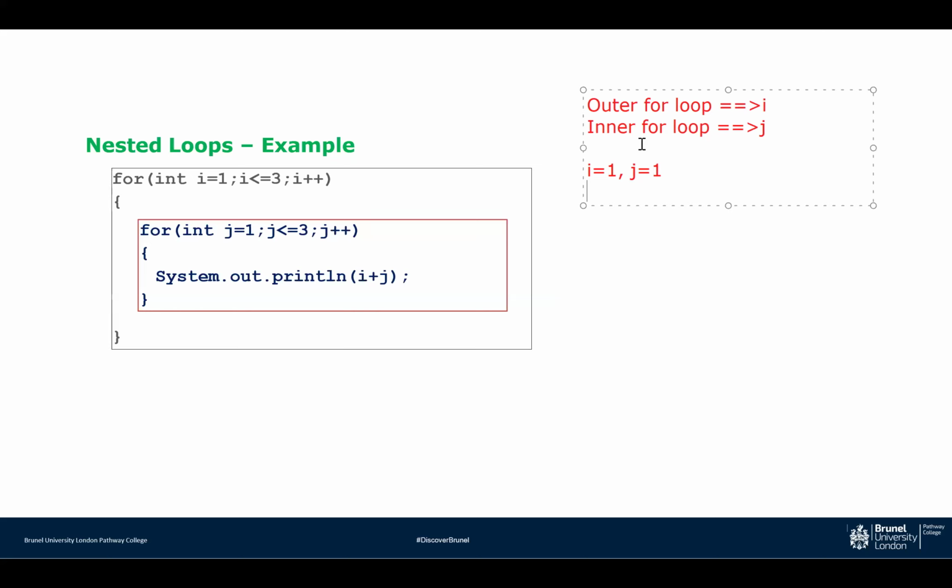I have another for loop. J. J is 1. Is it less than or equal to 3? Yes. Then I go inside, run this code. What do I get here? So basically, I plus j equals to what? Is it two? Yes.